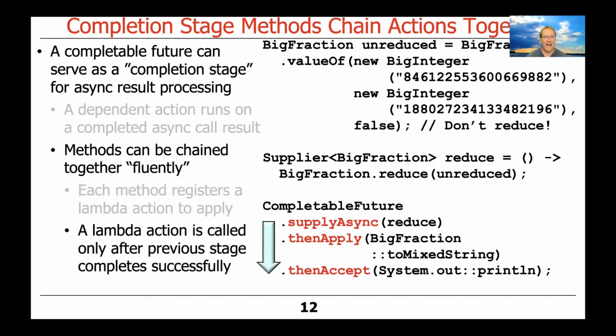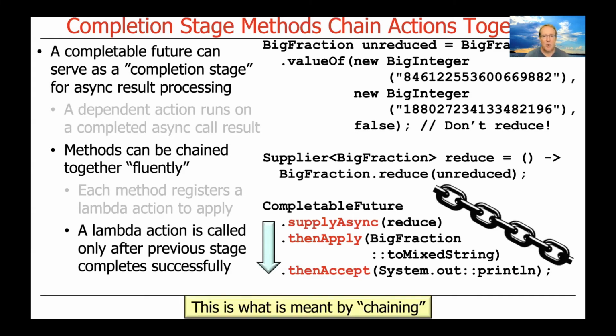And a lambda action is only called after its previous stage completes successfully. We'll talk later about what happens if things go awry, if things fail. But be aware now that if they complete successfully, then the next action in the chain will be called based on the CompletionStage method and the semantics that it embodies. And this is what I mean by chaining.